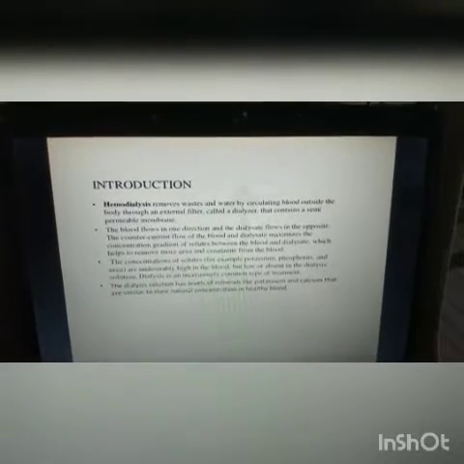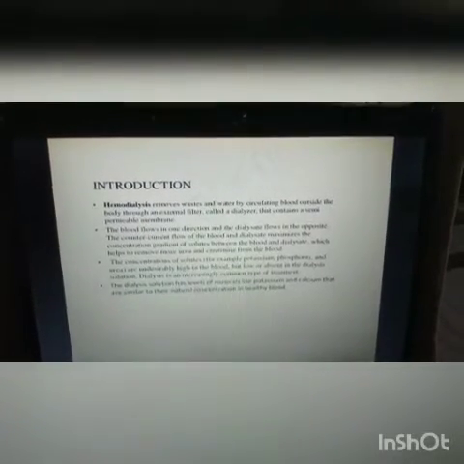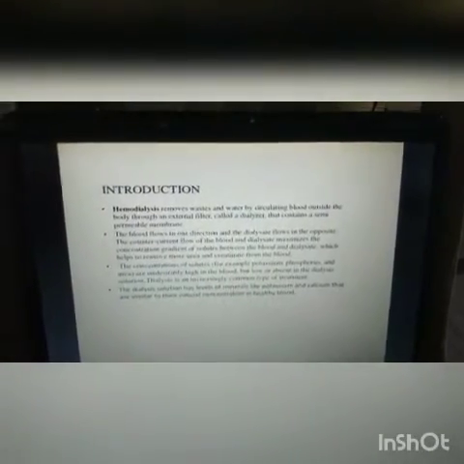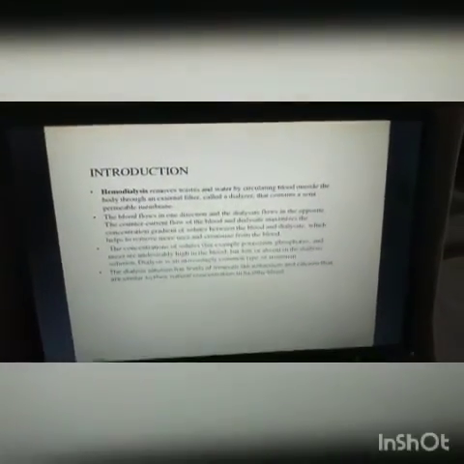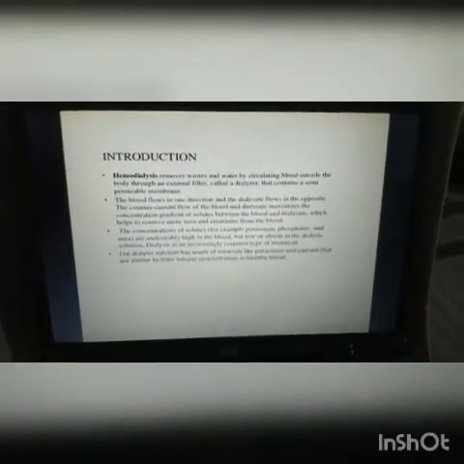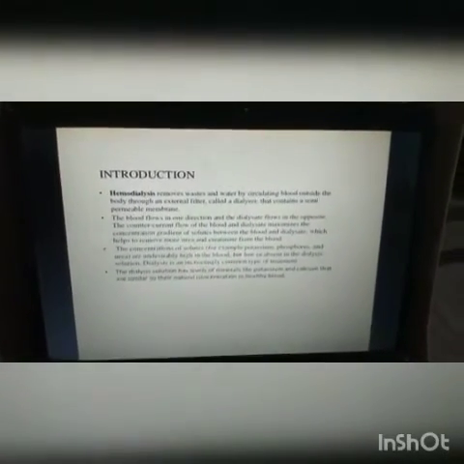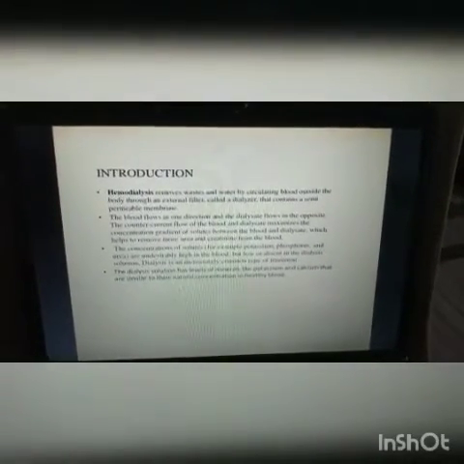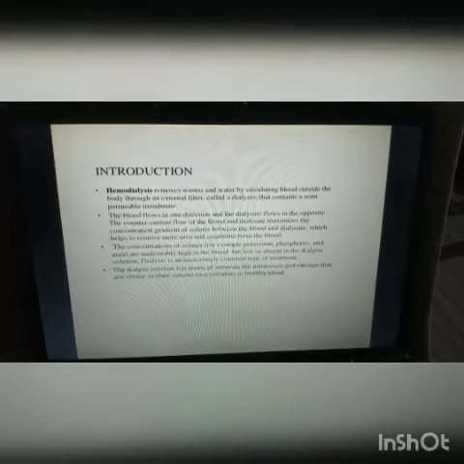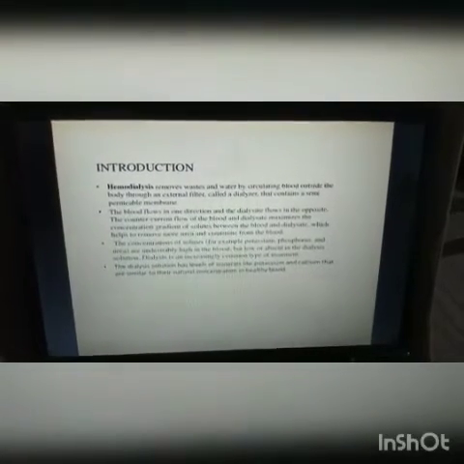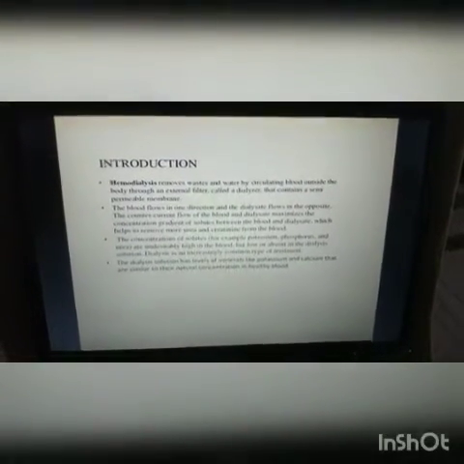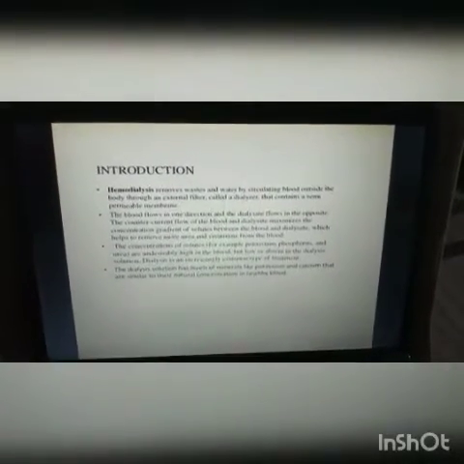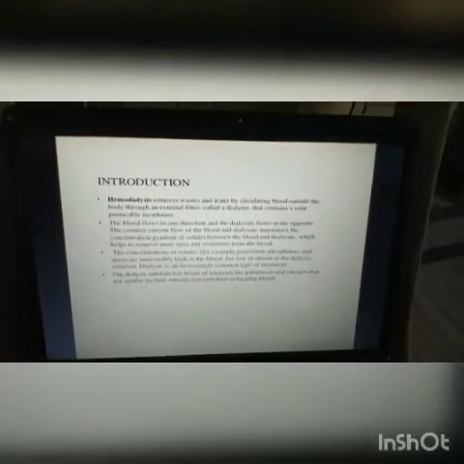and the dialysate flows in the opposite direction. The countercurrent flow of the blood maximizes the concentration gradient of solutes between the blood and dialysate. It helps to remove more urea and creatinine from the blood. The concentration of solutes, for example potassium and phosphorus, is high in the blood but low in the dialysis solution. The dialysis solution has levels of minerals like potassium and calcium similar to the natural concentration in healthy blood.